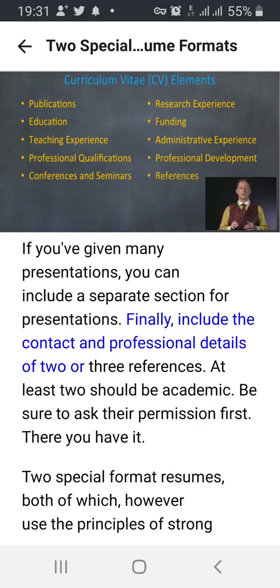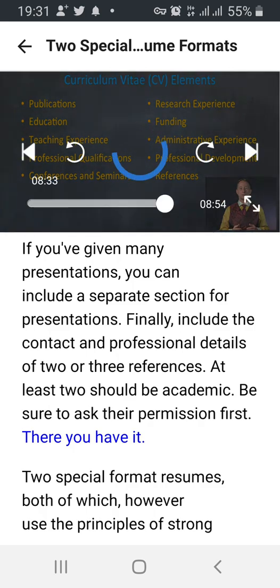Finally, include the contact and professional details of 2 or 3 referees. At least 2 should be academic. Be sure to ask their permission first.